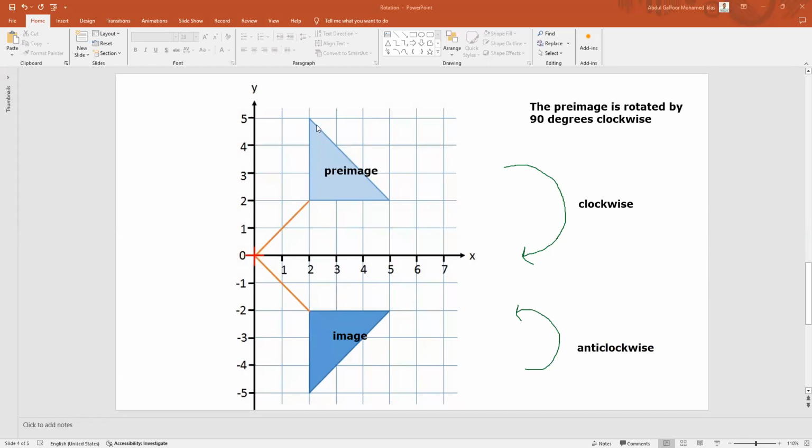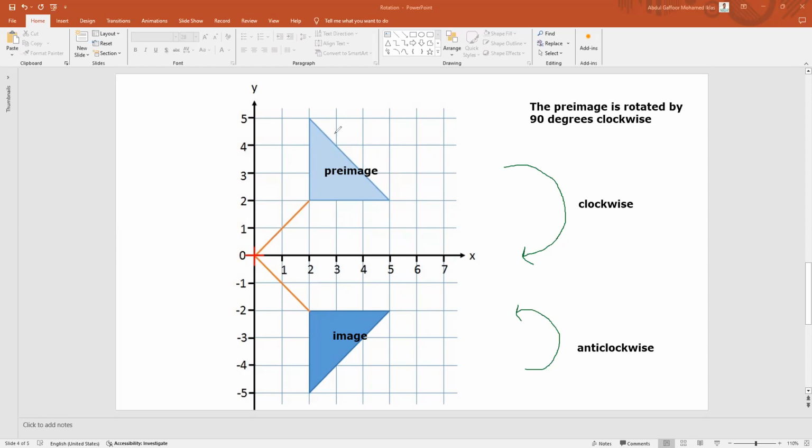Now the image or the pre-image is here, and the image has become here. So we have already studied about translation as well. Translation means there is no movement in the angle. Only the linear movement will be there. For example, the orientation has changed here. Through rotation, the orientation of the object will change, whereas the orientation will not change in the translation.